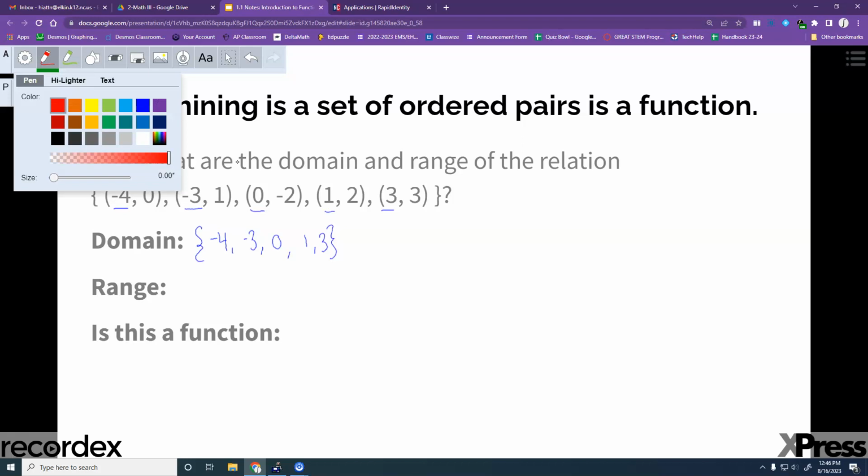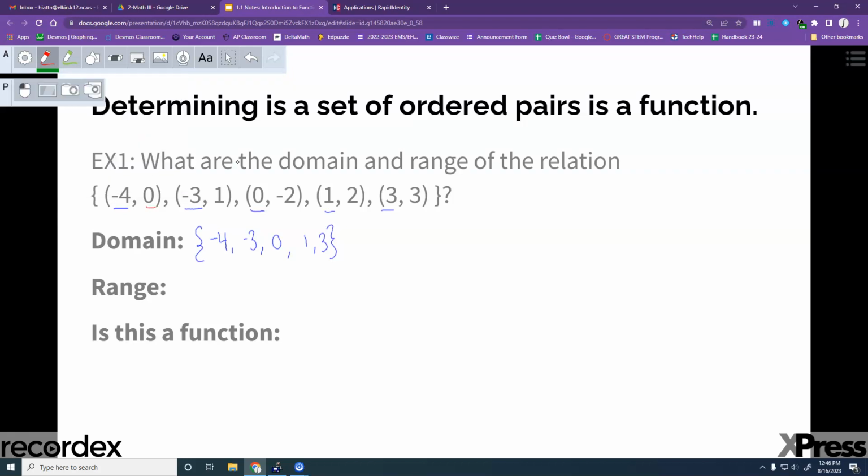Your range, on the other hand, is going to be your y values. So y is your second coordinate. So for this particular problem, you'd have 0, 1, -2, 2, and 3.